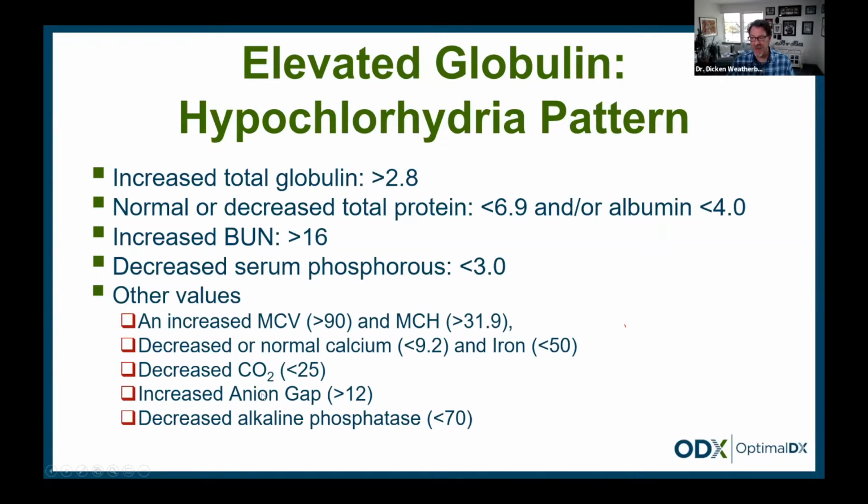CO2 starts to go down, anion gap starts to go up. Anion gap is a marker for thiamine. As I mentioned, thiamine is very much necessary for the synthesis of HCl. You also see alkaline phosphatase go down, as you'll see in a moment. Low alk phos is a sign of zinc deficiency. So this is a hypochlorhydria pattern. I see this all the time.